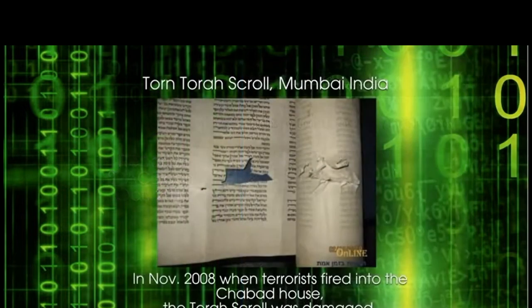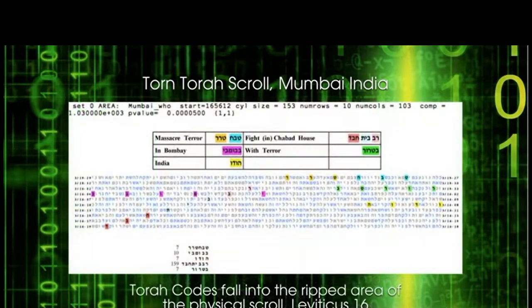Just like we have in the torn Torah scroll in Mumbai, we've showed this before, but when the terrorist fired into the Shabbat house, the Torah was damaged and ripped a hole right in this particular passage. In that passage where the hole was ripped in the Torah, it says "massacre, terror in the Shabbat house in Bombay." All of these codes were found in that little space that was ripped out by the machine gun bullet. Incredible.